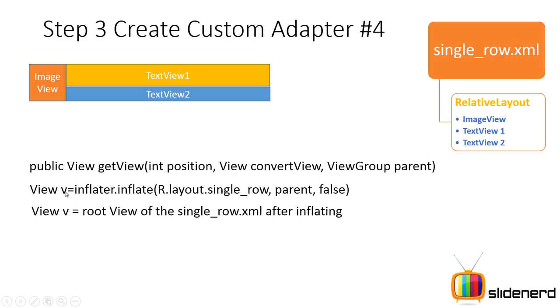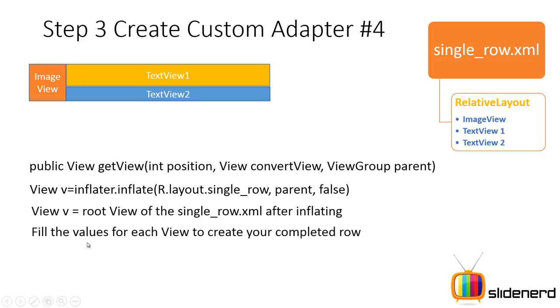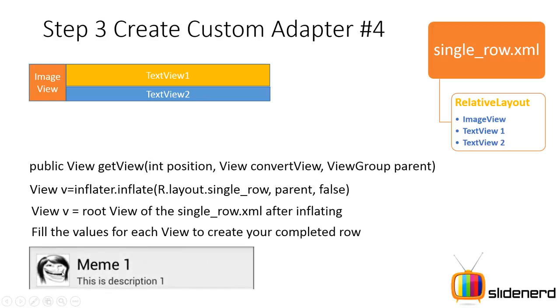Then at this point your v contains the root view of the single row.xml. Now what is the root view? Well, it's the relative layout over here. This is the root, and that is what your v object contains. So using that v object, fill the values for each view to create your completed row. That means find the image view's exact drawable, set the image view's image resource to be that drawable, find this text view, set text equals to the title, and set description equals to that, right? And then at that point, after you do those three value setting things, this is what you see.